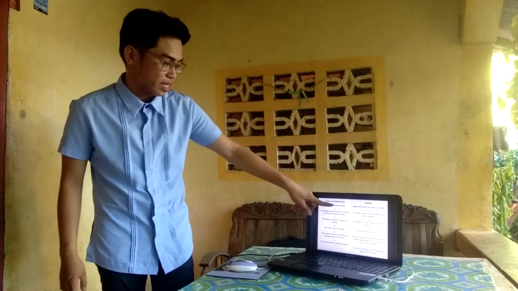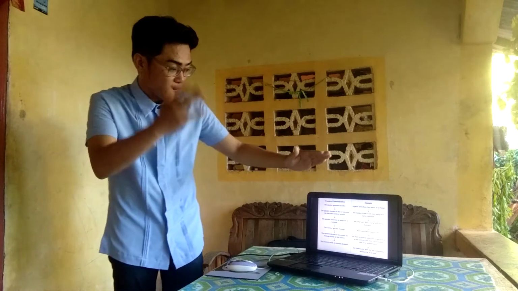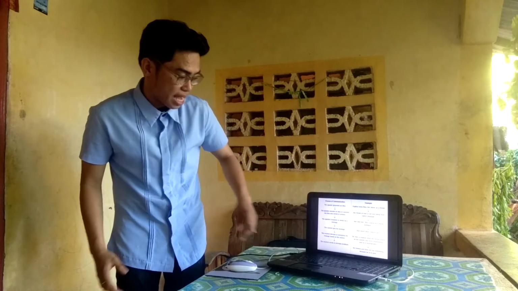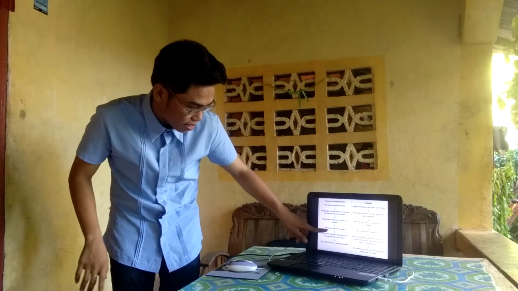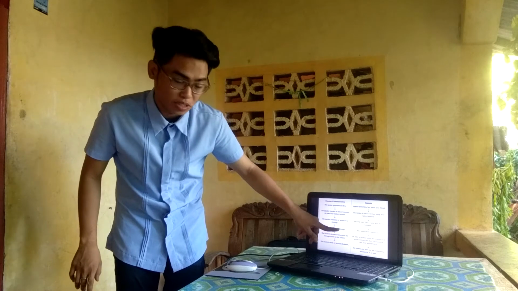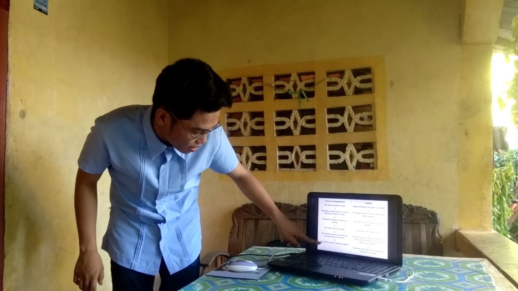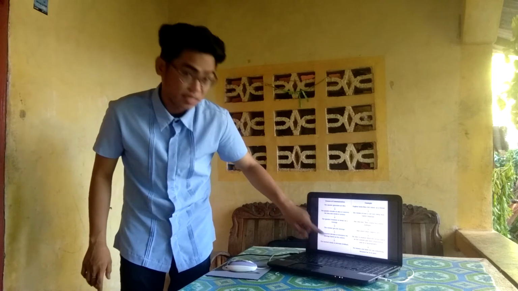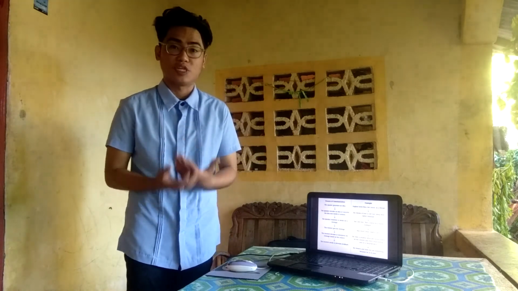Now, here is an example. The speaker generates an idea. The speaker encodes the idea and then forms it into a message. And then transmits it through a channel. And then the receiver gets the message. And then the receiver decodes the message. And then the receiver will give his feedback. That is the major process of communication.